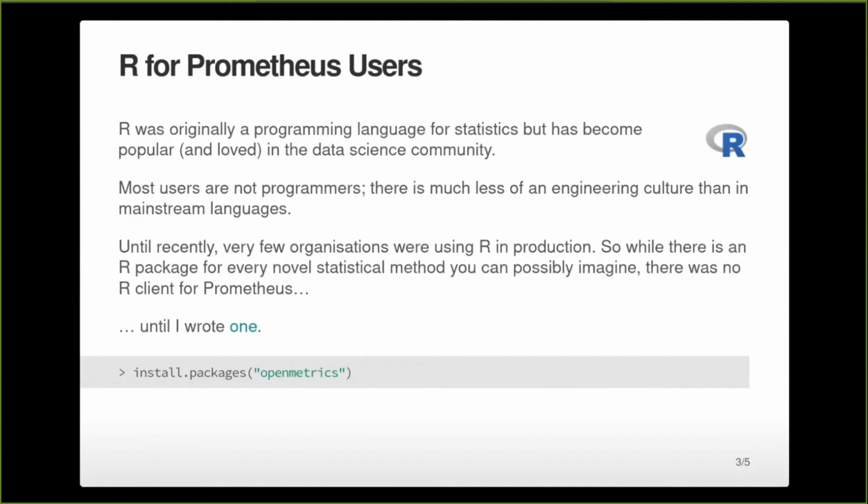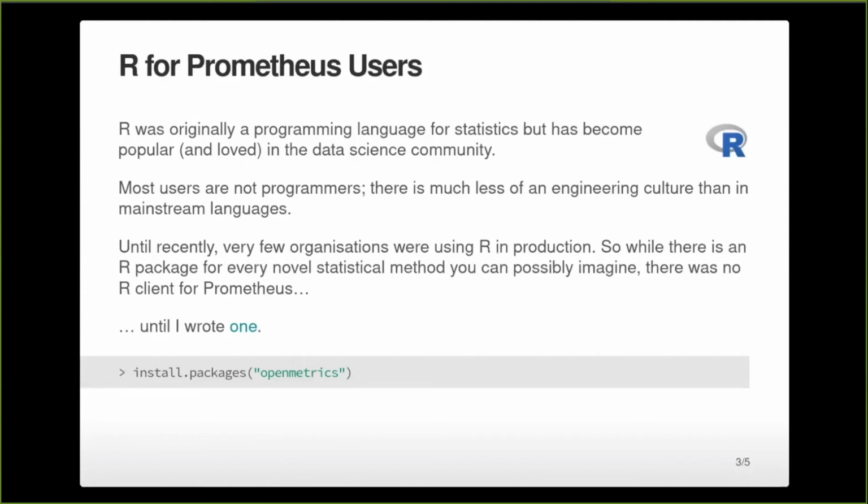As a result of this, there's way less of an engineering culture in the R ecosystem. So in most mainstream languages, the reality is most people who write in these languages are developers or engineers, whereas that is not even remotely the case for R users. And in addition to this, until very recently, there were not a lot of stories about using R in production. That's changed.